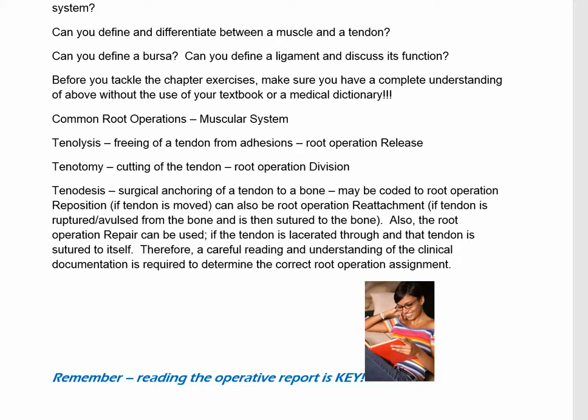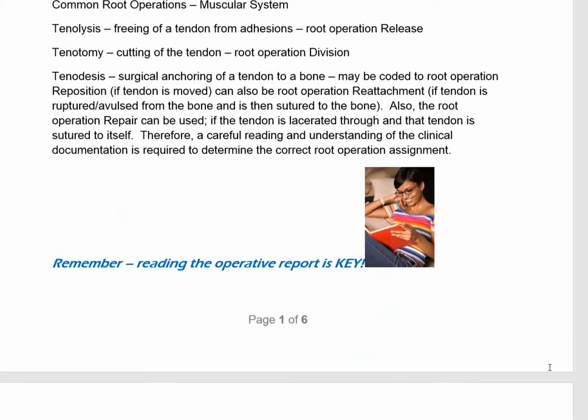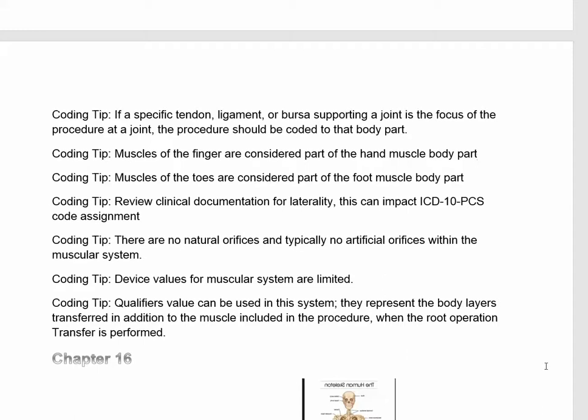Tendodesis is a surgical anchoring of a tendon to a bone. With this particular one, it can be several root operations. It could be reposition, it could be reattachment, or repair. So it depends on how it's done, the procedure itself, how the tendodesis is done, and of course how it's documented. Reading of the operative report is key, as it always has been since we began this journey of ICD-10 PCS coding.